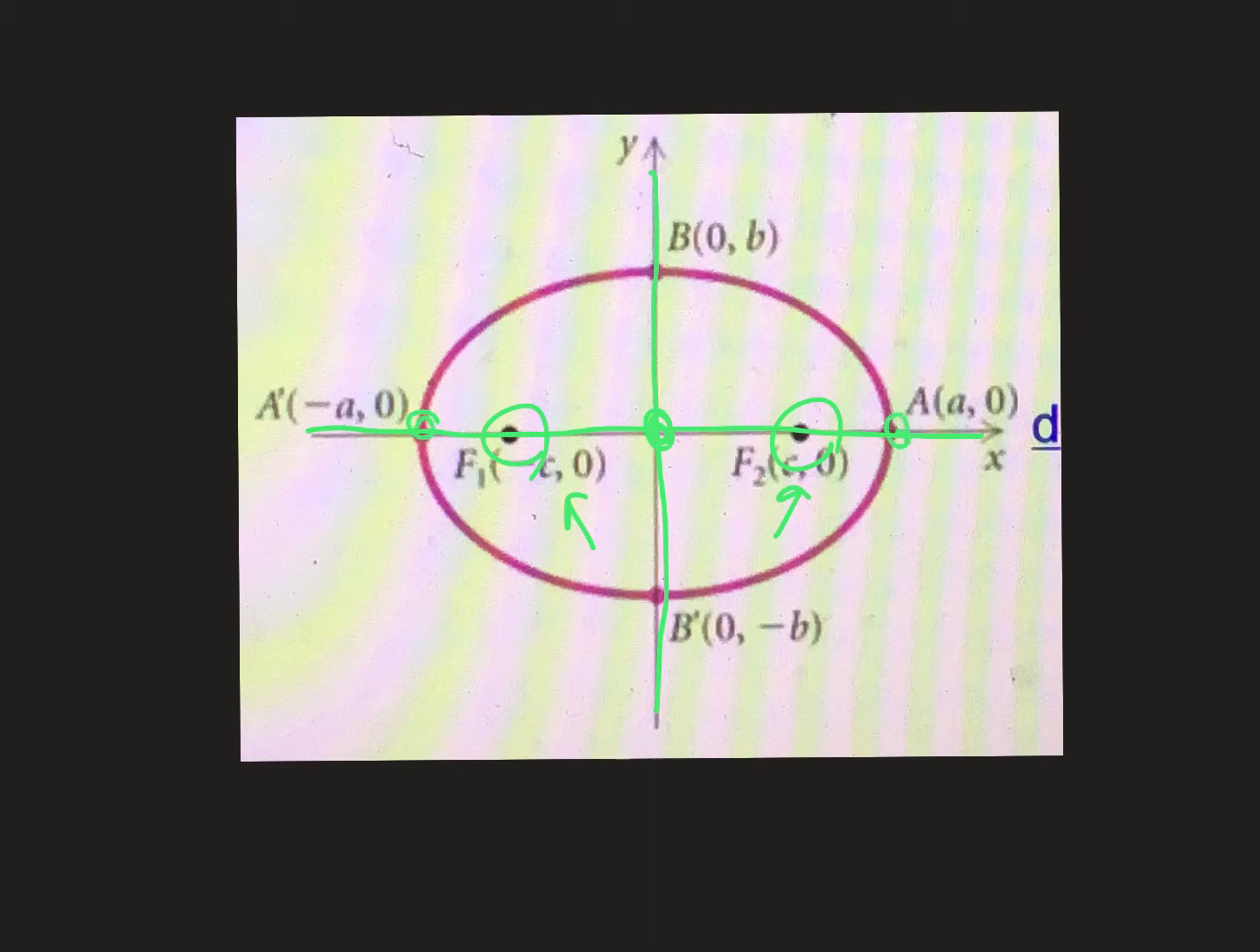These are called vertices. The vertices are on the major axis. These points up here and down here are called the co-vertices. So you've got vertices on the major axis, foci on the major axis, and co-vertices on the minor axis.